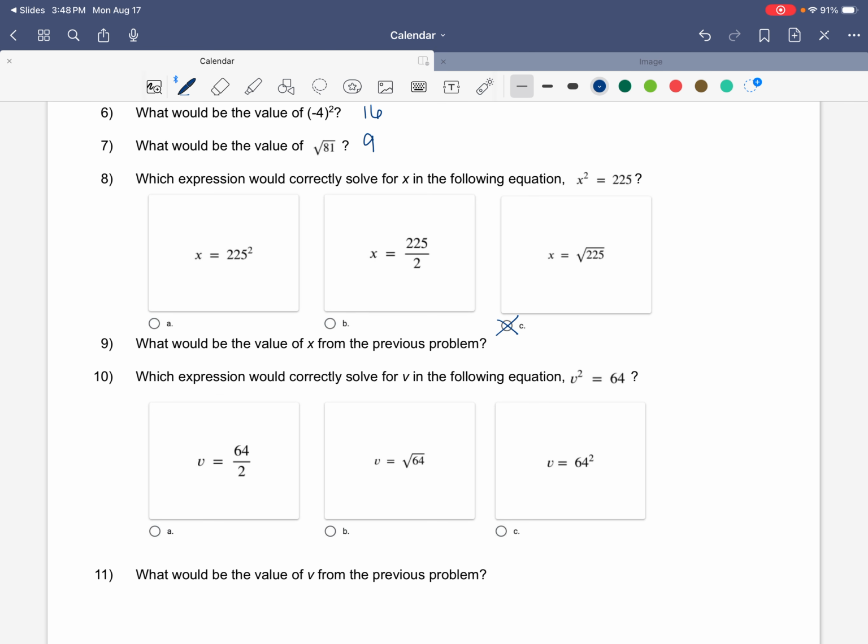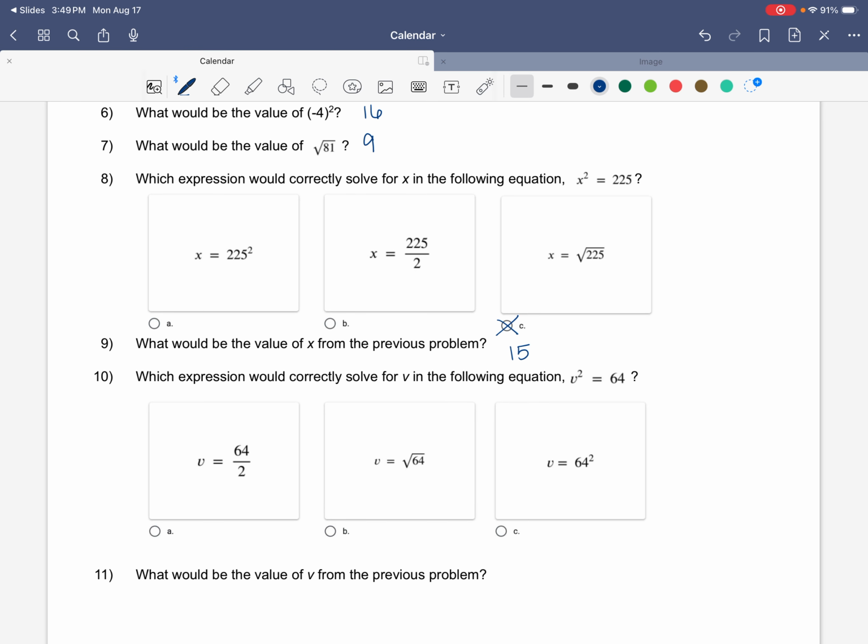And then for number 9, and sometimes students miss this one, so you might not have answered number 9, so make sure that you do answer it. What would be the value of x on the previous problem? So it wants us to actually solve what would be the answer for x. So we would take the square root of 225, so again, second, and then square root on your calculator, and then 225, and you should have gotten 15, so x is equal to 15.